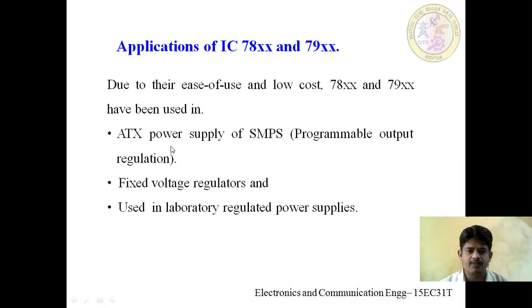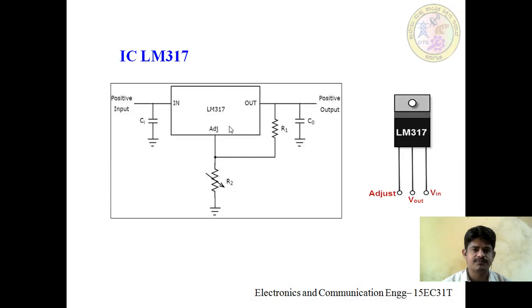That kind of power supply, the SMPS, will be using these 78 series and 79 series ICs, and it will be used in the fixed voltage regulators and in the laboratory regulated power supply. So in a laboratory also, we will be using these ICs to get the fixed voltages. Okay, so these are the applications of the 78 and 79 series.